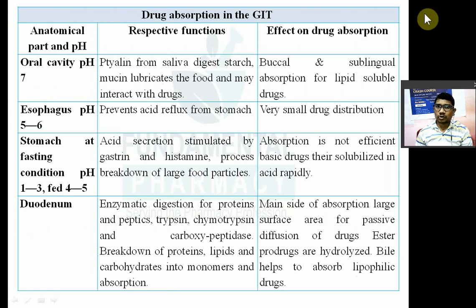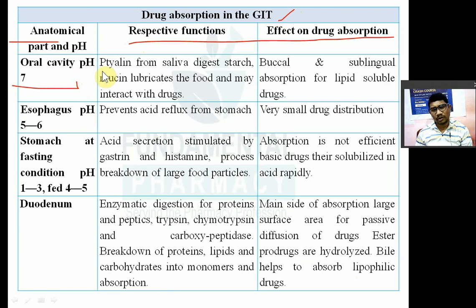Now absorption of drug in the GIT. GIT में कहाँ से कहाँ पे absorption. So anatomical part of your GIT, respective function दिया है उसका, and effect on a drug absorption. So oral cavity. So oral cavity का pH कितना होता है? Question आ सकता है आपको. What is the pH of oral cavity? 7. pH of oral cavity is 7.